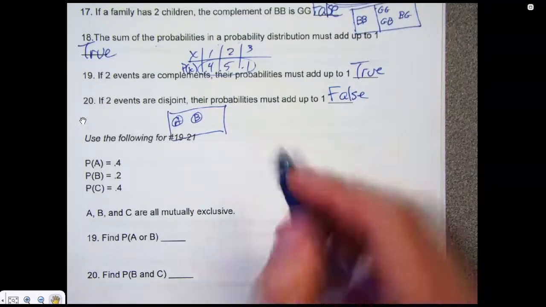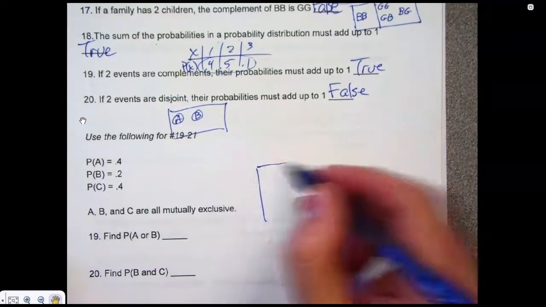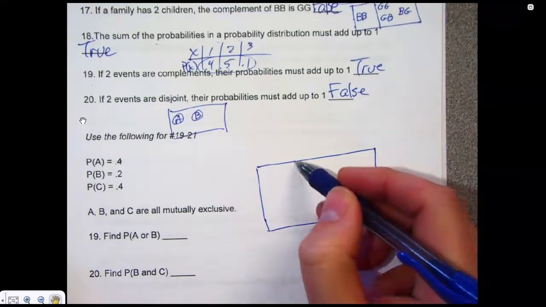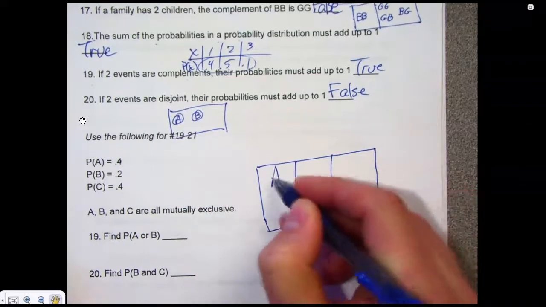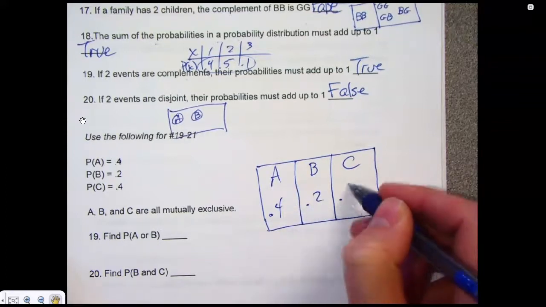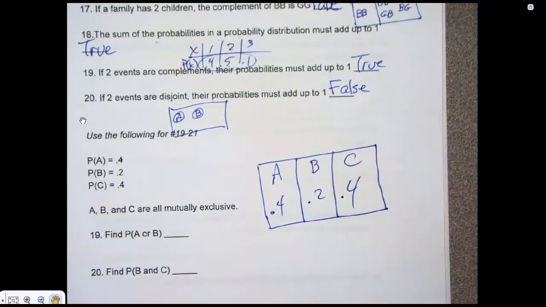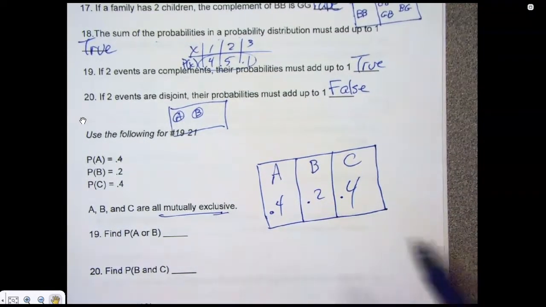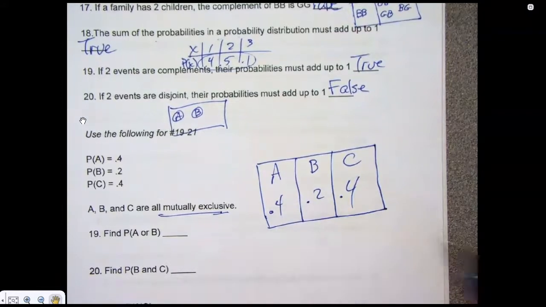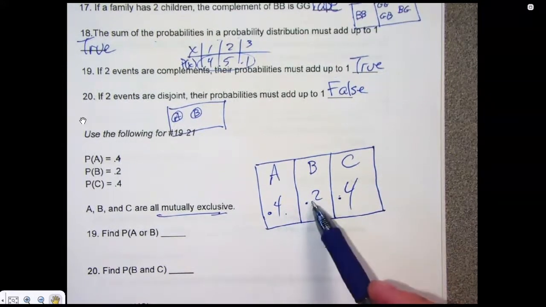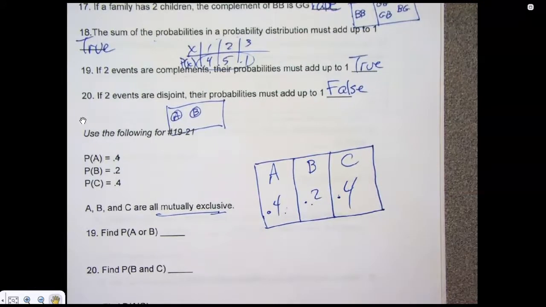19 through 21 here. So A, B, and C are all mutually exclusive. So I'm going to make a little Venn diagram. They do all add up to 1 too. So A happens 0.4, B happens 0.2, C happens 0.4, and there's no overlap there because they're all mutually exclusive, so none of them can happen together. This would be like if the only 3 grades you could possibly get in this class were an A and a B and a C, and you couldn't get any two of them at the same time, and they were the only possibilities.